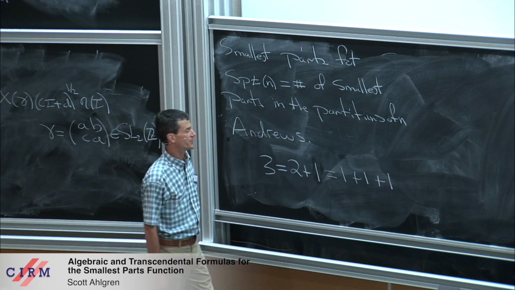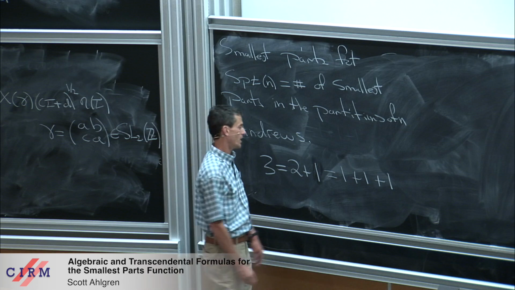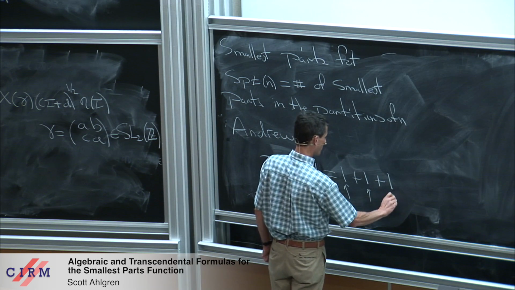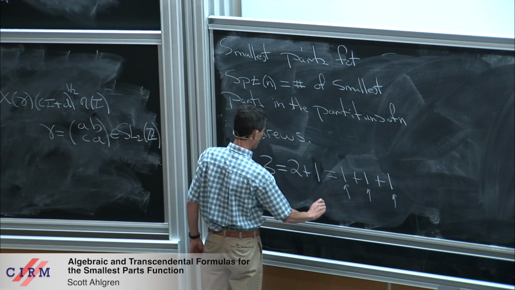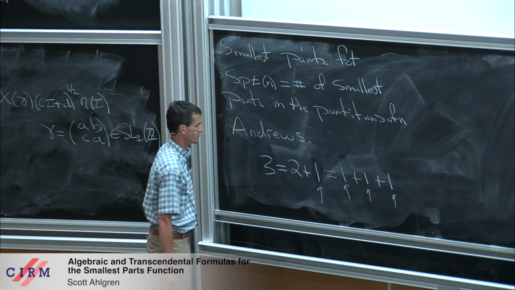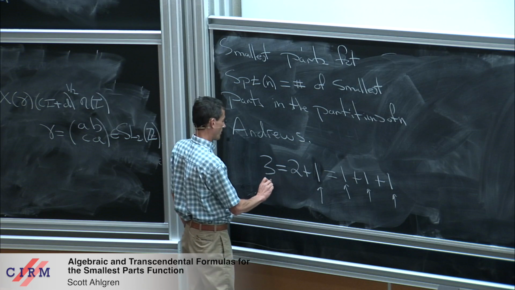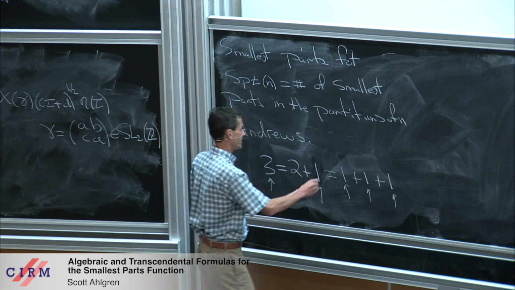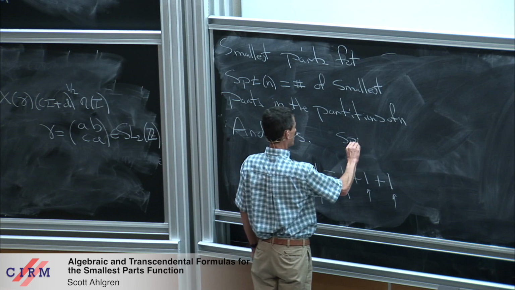And now we want to count all of the smallest parts. So this one here, 1 plus 1 plus 1, the smallest part occurs 3 times. So that contributes 3 to the count. Here the smallest part only occurs once. And here the smallest part occurs only once. So if I count up the arrows, I find that SPT of 3 is 5.